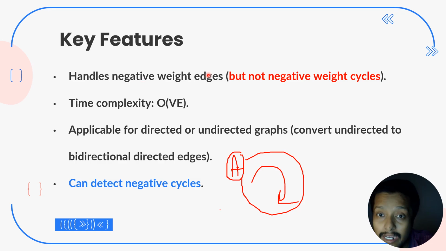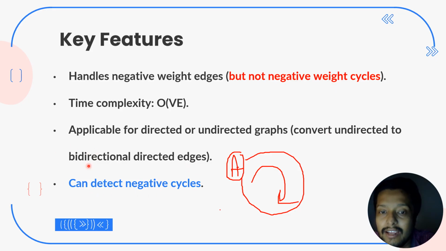It is applicable for negative weights, but not for negative cycles. The time complexity is V into E, or big O of V into E. We will see how that is. And it is applicable for both directed and undirected graphs, because if there is an undirected graph, what we can do is simply convert it into a directed bidirectional graph.